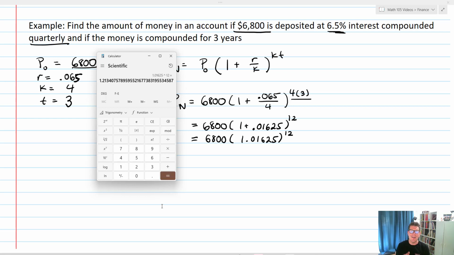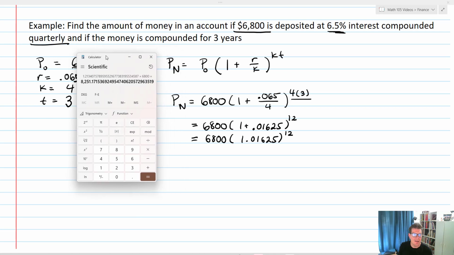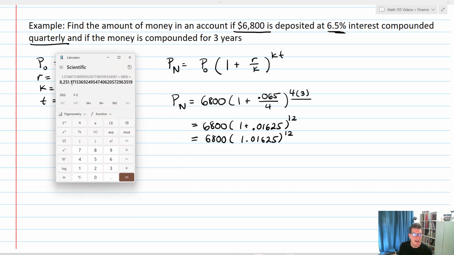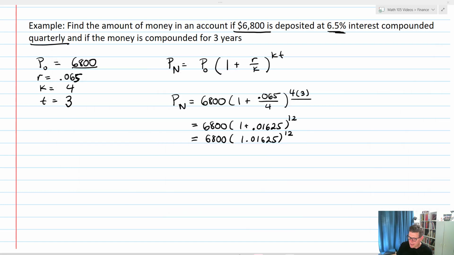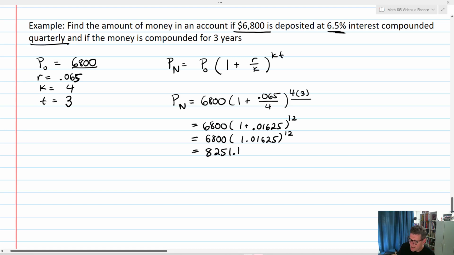Now the thing is that I don't actually want to write that number because it's kind of long, and it's going to be rounded. So all I'm going to do now is just multiply by 6,800. And there it goes. I've got $8,251.17 if I round to the nearest cent. So that's $8,251.17.